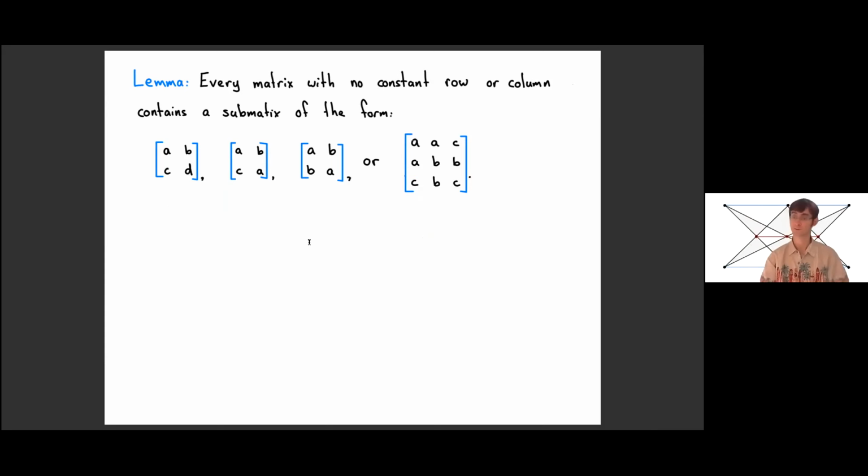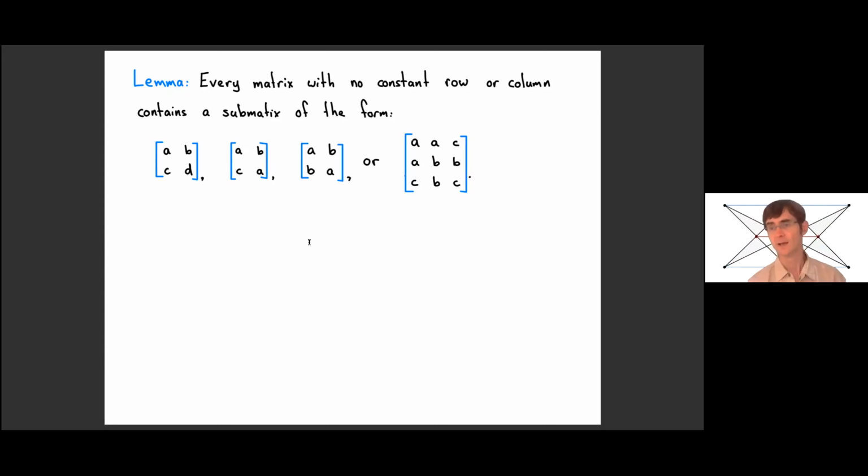Just to repeat that: if you give me any matrix with no constant row or constant column, it contains a 2-by-2 or a 3-by-3 submatrix with no constant row or constant column. If you're looking for something fun to entertain yourself with, it's a nice thing to prove. It's a very short proof, and it's nice. And these are the only ways you can actually have 2-by-2 and 3-by-3 matrices with no constant row or column.